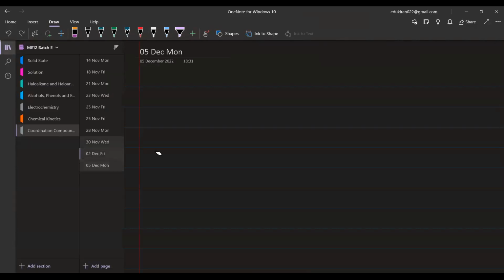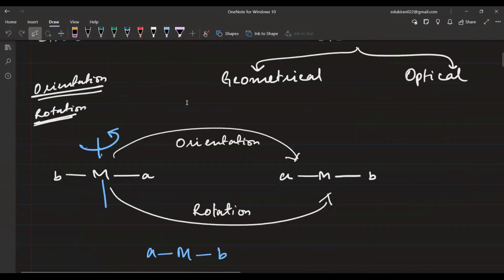So we did a few things in octahedral complexes. We'll discuss the rest of them today.